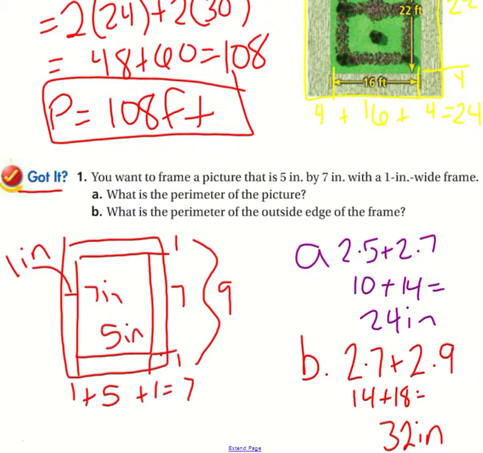Alright, so now you can check your work with mine. I drew my picture and put in some labels. I found that for A, the perimeter of the picture would be 24 inches if we're just talking about the picture, but the perimeter of the whole frame would be 32 inches. So that's perimeter. If you got anything wrong, remember to go back, pause the video, and check your work with mine.